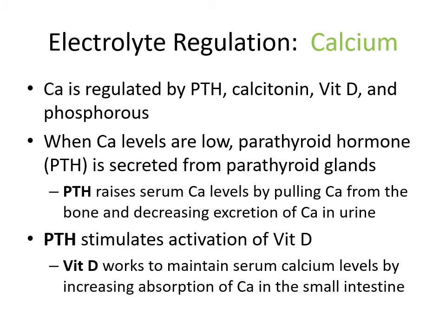Calcium is regulated by parathyroid hormone, calcitonin, vitamin D, and phosphorus. When calcium levels are low, the parathyroid hormone is secreted from the parathyroid glands, and parathyroid hormone raises serum calcium levels by pulling calcium from the bone and decreasing the excretion of calcium in the urine. Parathyroid hormone stimulates the activation of vitamin D, which works to maintain serum calcium levels by increasing absorption of calcium in the small intestine.